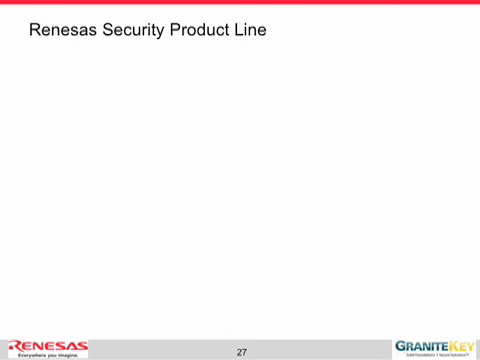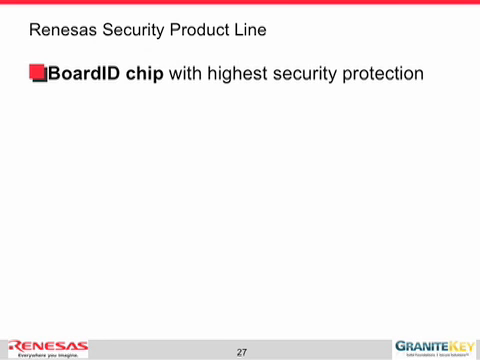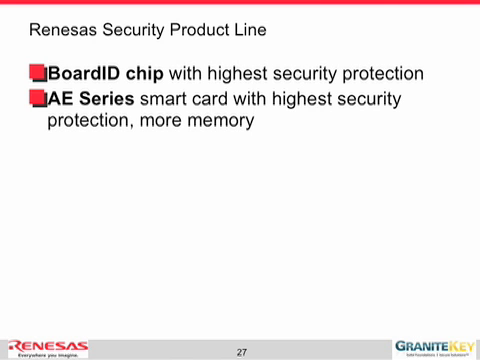And finally, I want to just review very quickly Renesas security product lines that relate to security. One is the board ID chip, has the highest security protection. It's very similar to a smart card. You can get a FIPS level certification. Renesas also has an AE series, which are smart cards. Same level of security as board ID chips, but they have ISO 7816 interfaces, which means they're smart cards.